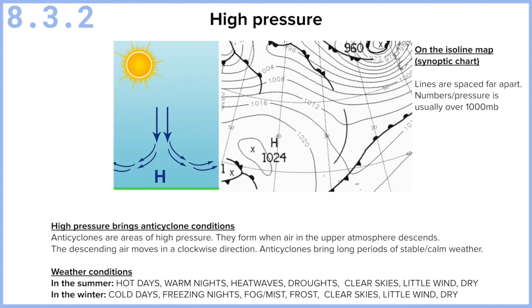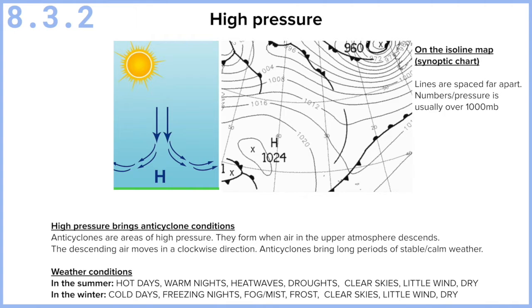Next up, we're going to have a look at two different types of pressure. So in 8.3.2, we're looking at high pressure. High pressure brings us our good weather. So when we were talking about the air masses before, the tropical continental, this is an example of what would be happening here for high pressure.